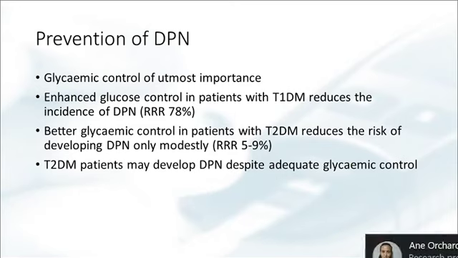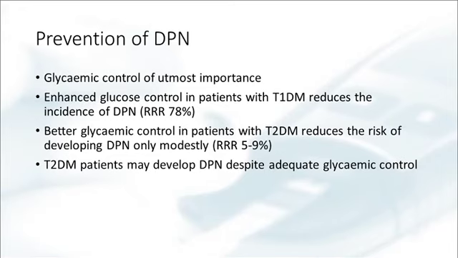Enhanced glucose control in patients with type 1 diabetes reduces the incidence of diabetic peripheral neuropathy, with a relative risk reduction of approximately 78%. So there's an extreme relative risk reduction here just in type 1 diabetes with enhanced glycemic control. Better glycemic control in type 2 diabetic patients only has a moderate relative risk reduction in diabetic peripheral neuropathy, anywhere between 5 and 9%.